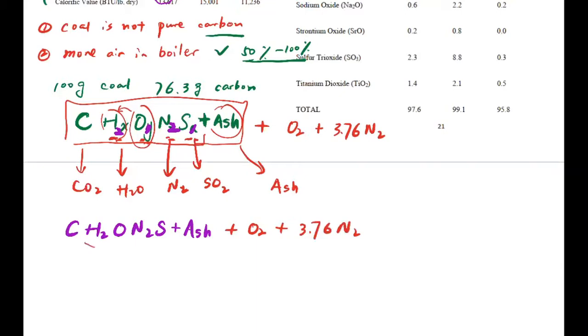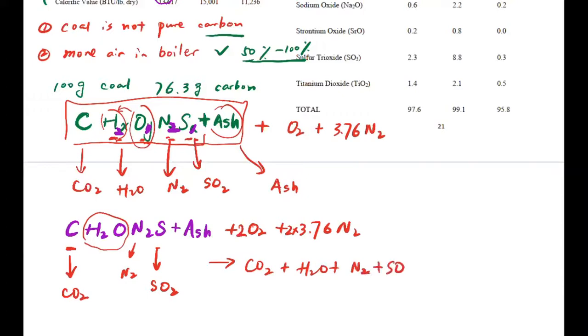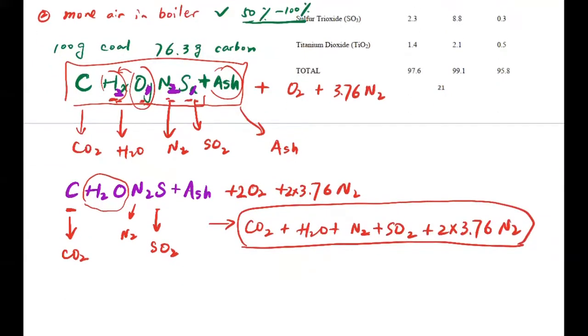Okay, so you see here, we don't need to provide extra oxygen to neutralize the hydrogen because it's already forming water. So what that means is, to let it react at a stoichiometric ratio, we just need to provide two moles of oxygen. One is for forming carbon dioxide, one is for forming sulfur dioxide. And nitrogen will just exist in the form of nitrogen. So under the stoichiometric condition, we can form carbon dioxide, water, nitrogen, sulfur dioxide, and then 2 multiplied by 3.76 of nitrogen. So this is the flue gas composition if we just react with a coal that has this kind of chemical formula, okay?